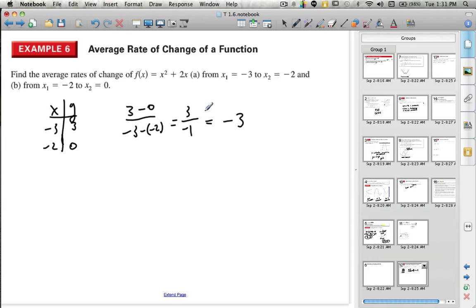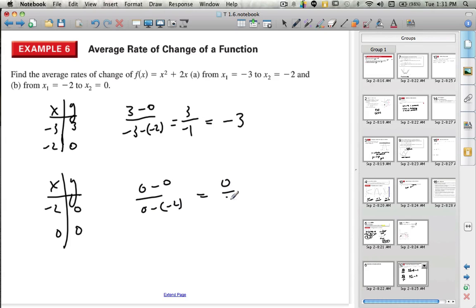In our next interval, I'm going to look from -2 to 0. So here's -2. I've already done that. I know that's the output. When we plug 0 in, 0 plus 2x is 0. So you notice we have no change. 0 minus 0 over 0 minus -2. 0 over 2, which is an average rate of change of 0.